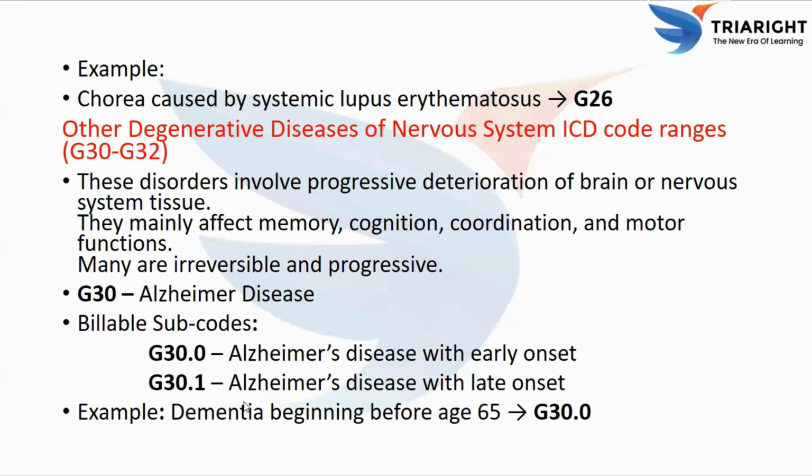So for example, whenever a patient gets diagnosed with dementia beginning before age 65, you have to code with Alzheimer disease with early onset because it is before age 65, right? You have to assign the code G30.0.